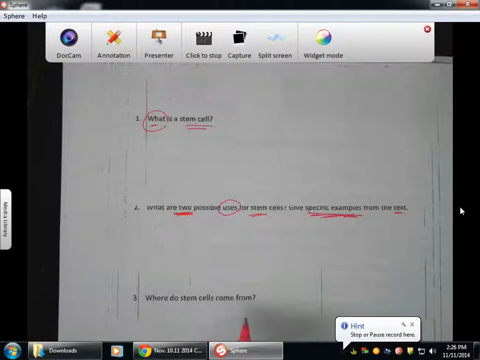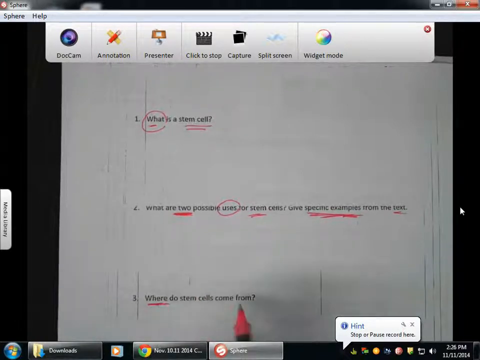Where do stem cells come from? So here I'm looking for where specifically they're coming from.